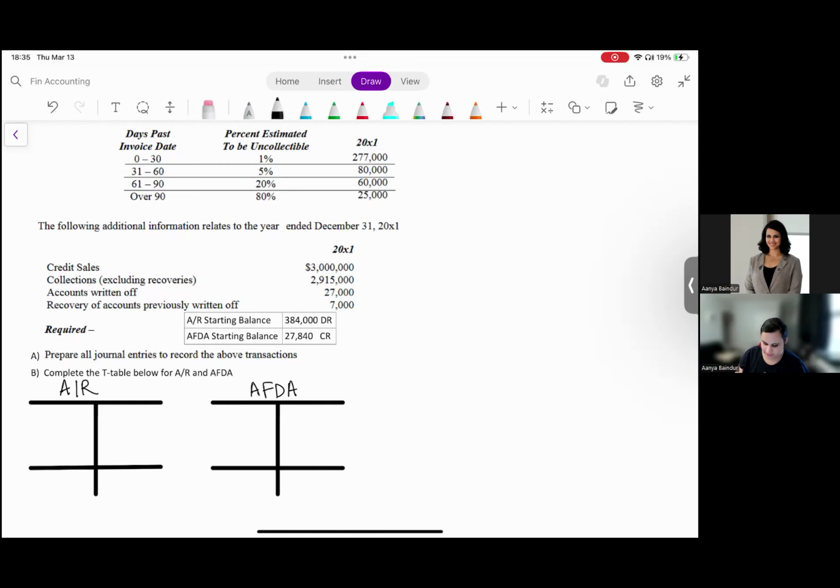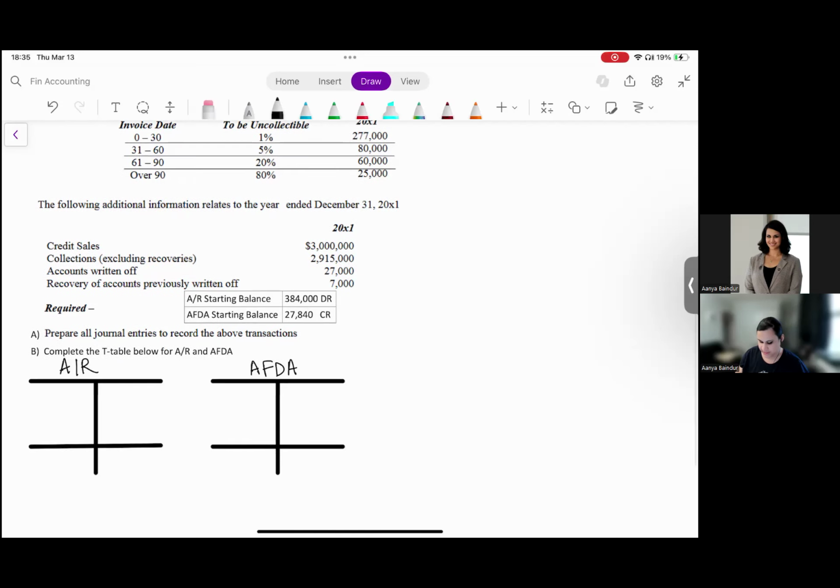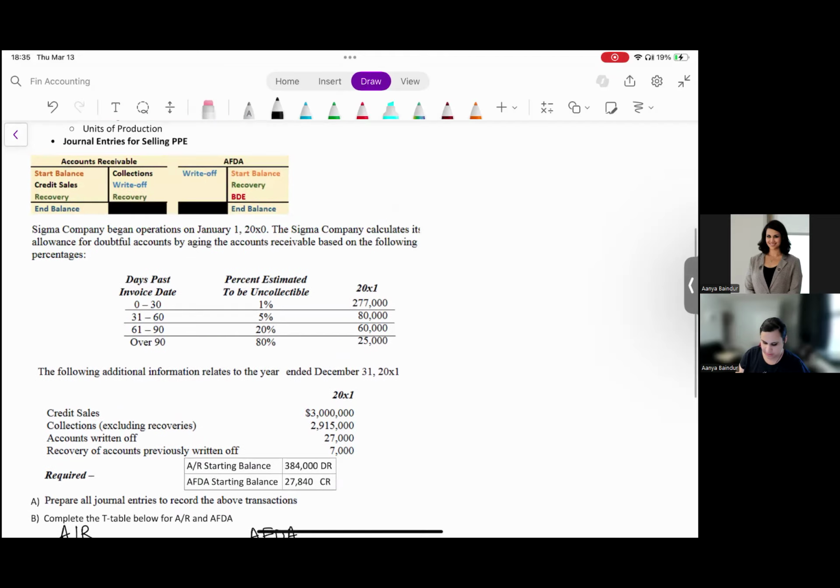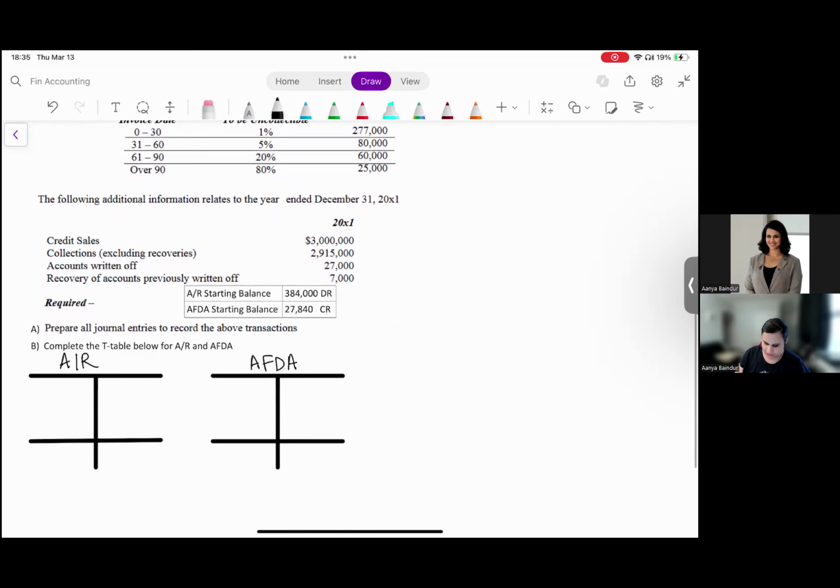The very first thing that I like to do is let's just fill in the values according to this table. So our starting balance for accounts receivable is a debit balance of 300,084,000. Sorry, got a bit mixed up in words there.